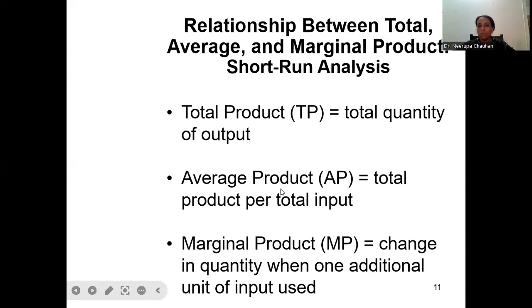So these are the important formulas that we have for total product, average product, as well as the marginal product. So we will continue this in the next lecture.